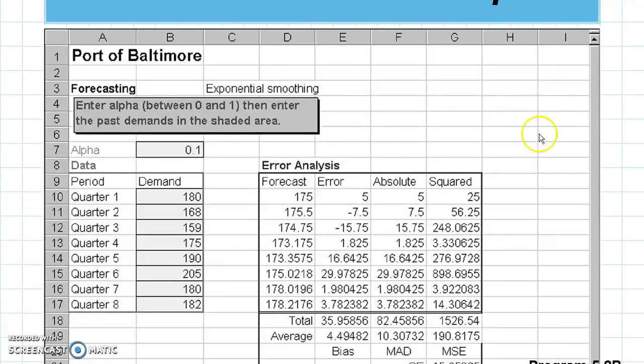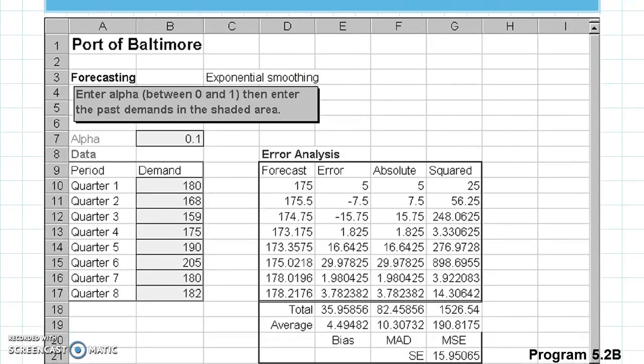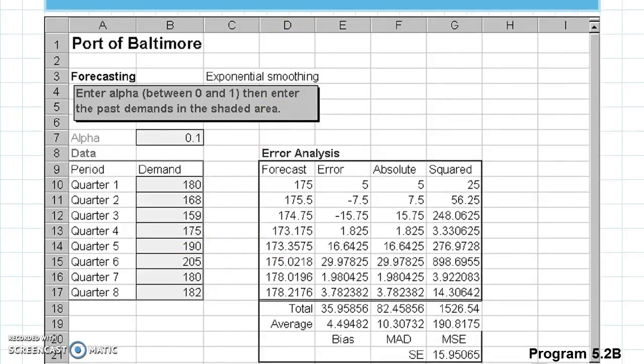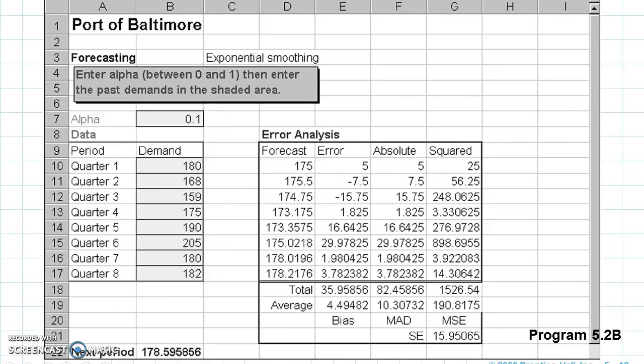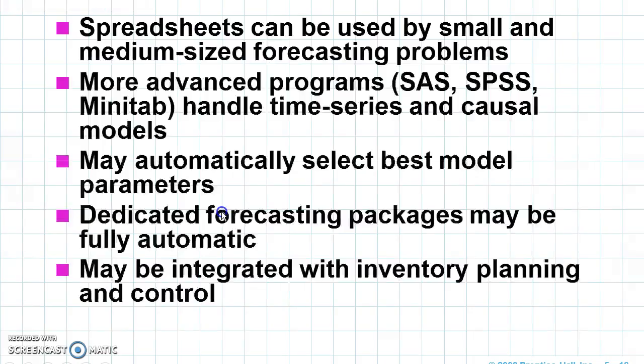And we can also see here in Excel where we're using the 0.1 alpha. We're calculating our mean absolute deviation right here. We've got our data, and what it doesn't provide us is a graph, unfortunately. However, it does provide us with our next forecast of 178.5958, so on and so forth. Sorry for the rush through this, but I've got to get it done within a reasonable period of time.